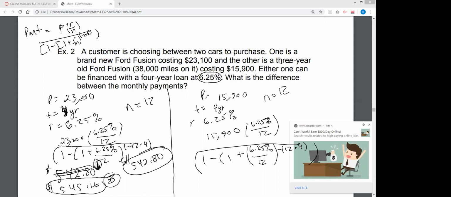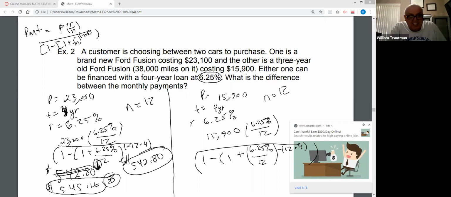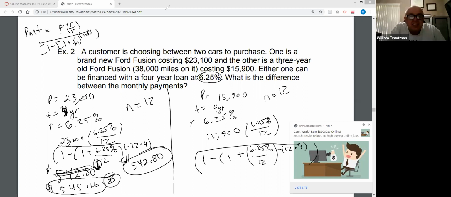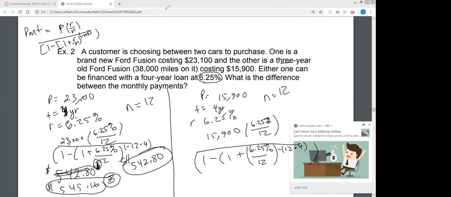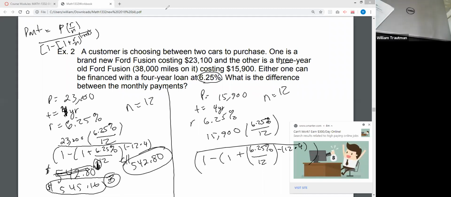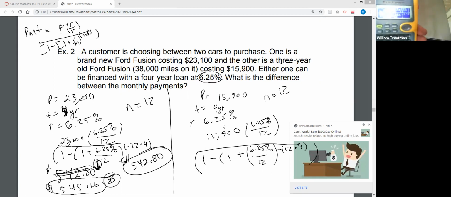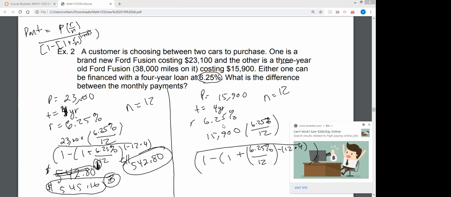I did it twice and got the same answer. Let's see your calculator. Look at your calculator. Hang on. Let's see. All right, yeah, 542.80. Now everybody's switching to my answer. Yeah, believe the teacher, not me, right? I still have 545.16.